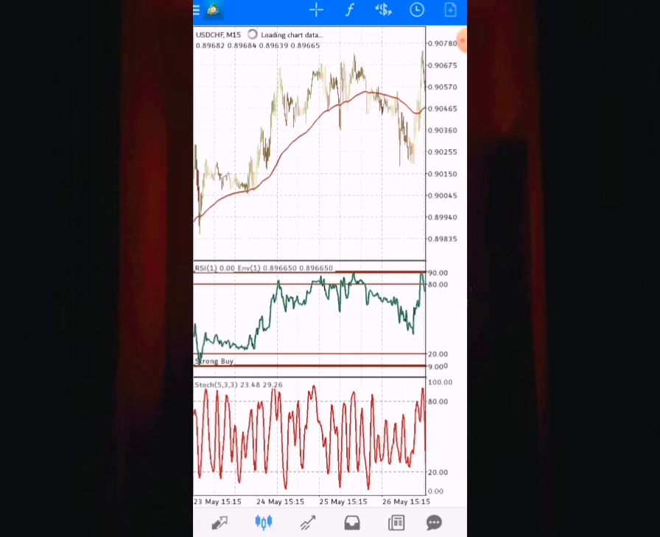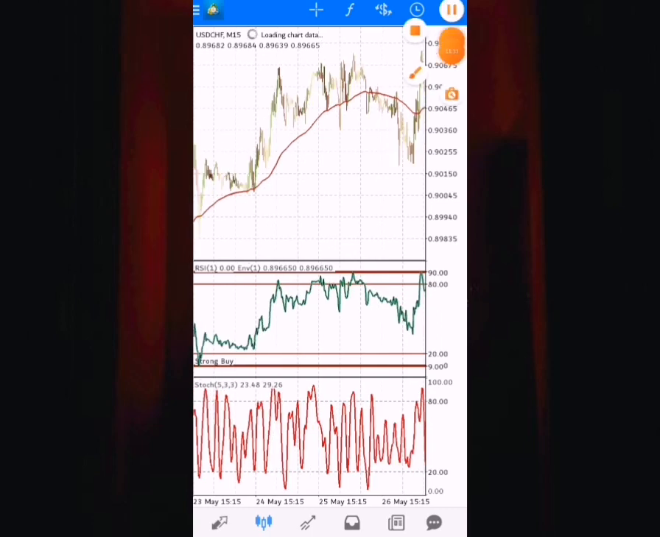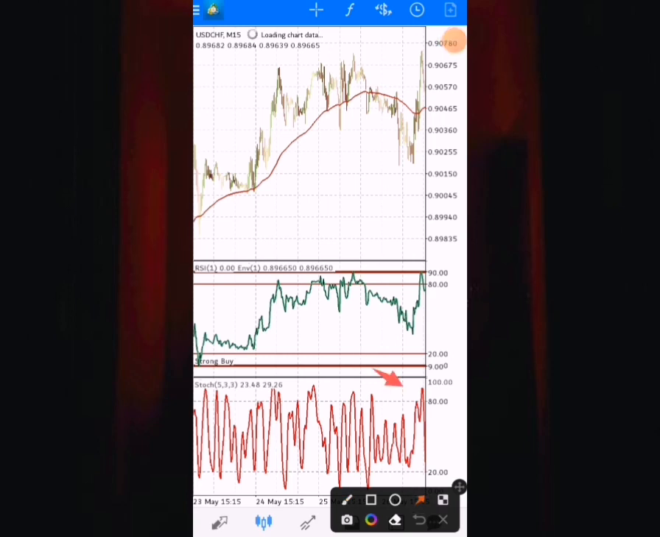Okay, you have a pullback now. You have a pullback right there. You place a sell trade. Maybe you could have placed your sell trade somewhere here. You put your stop loss around there. Okay, let's see how things play out.